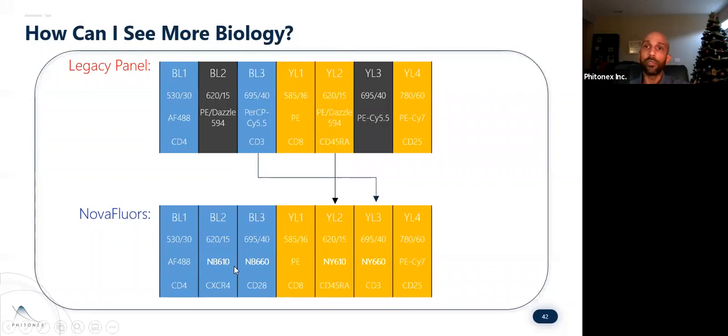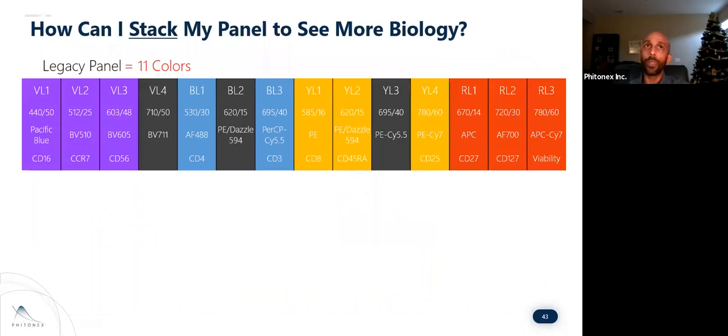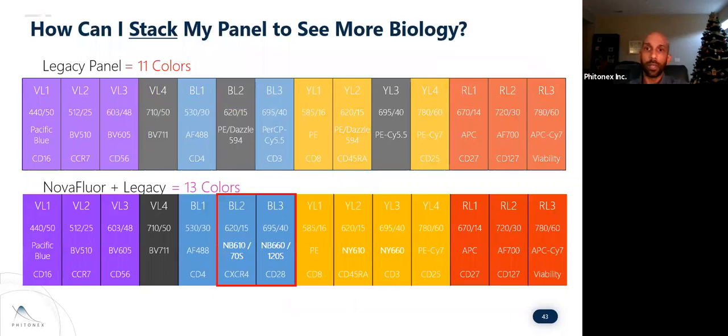But thankfully, we can drop in NovaBlue 610 and NovaBlue 660 into these detectors. For this panel, we looked at CXCR4 and CD28, but of course, you can put a NovaFluor on any antigen that is of interest to you. So whatever you want to look at, we can put it on a NovaFluor and improve your panel. So we've gone from 11 colors to 13.